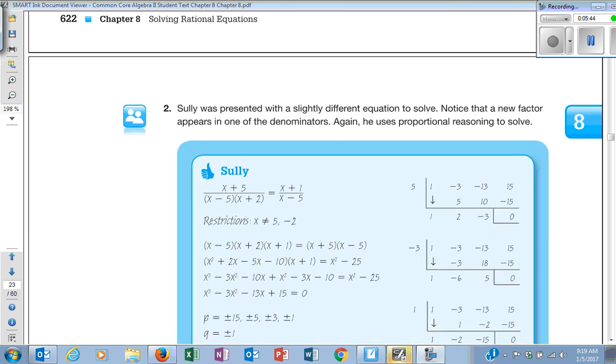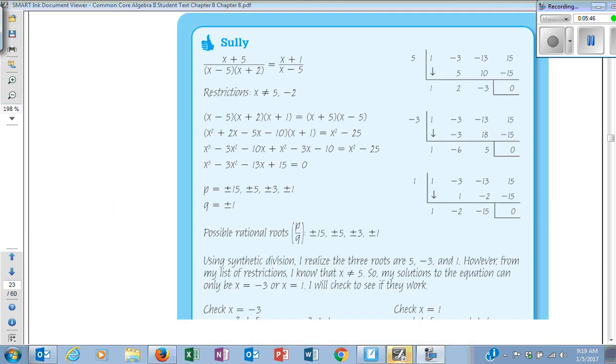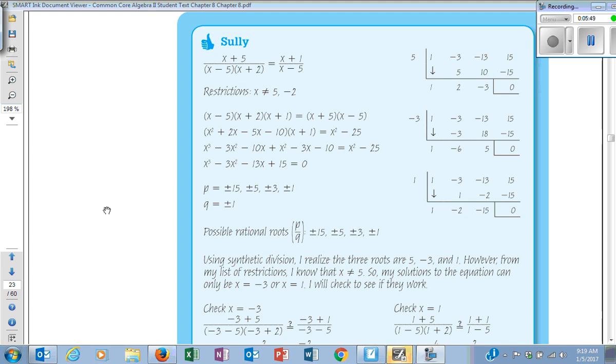All right, now this problem we're going to take some time on. So again, we have two fractions that are set equal to each other. So what can we do to solve this problem? We can just cross multiply. And if you notice, that's what Sully does. And Sully leaves it in factored form in the beginning.